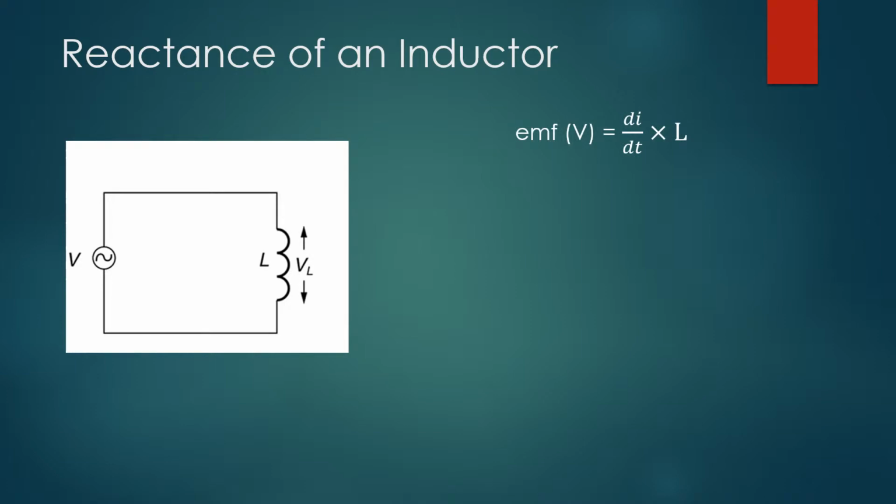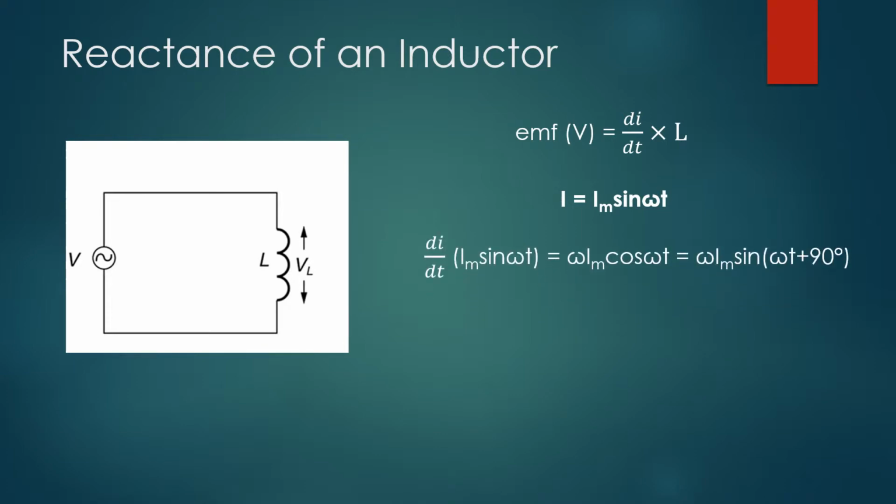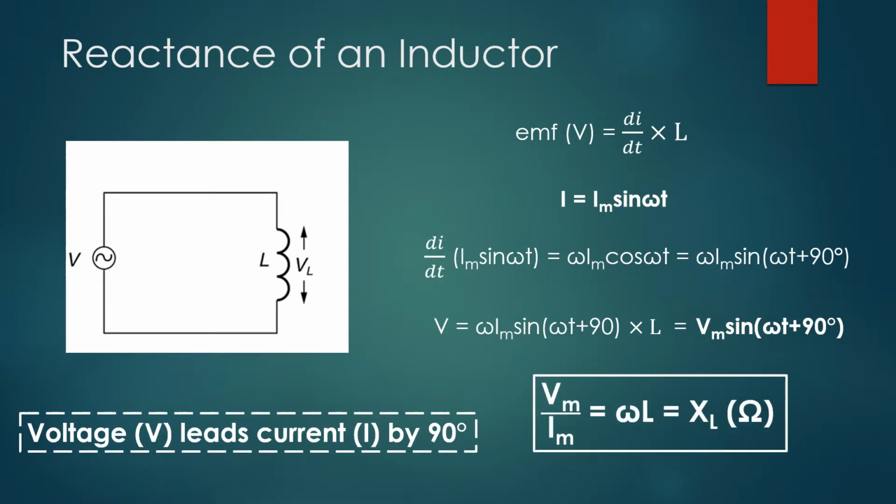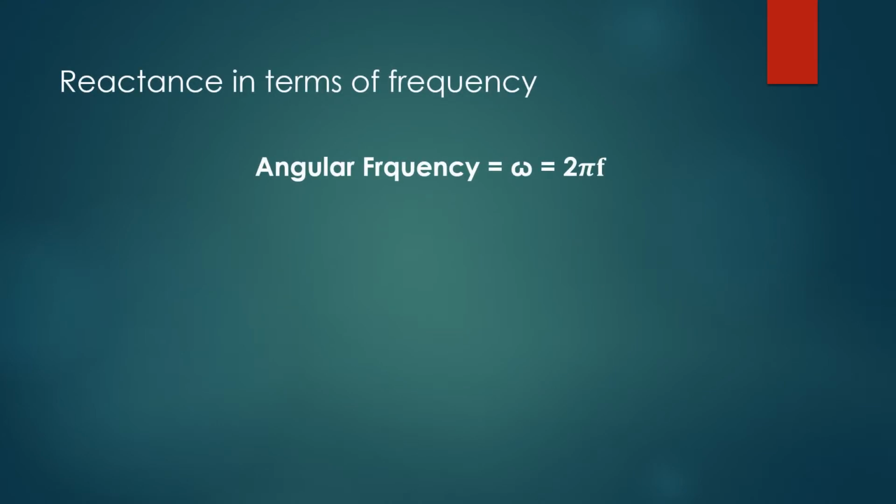Let's look at the reactance of an inductor. Induced voltage V is given by the derivative of the current times the inductance. Sinusoidal current and the derivative of the current multiplied by the inductance gives you the sinusoidal voltage, which clearly shows the voltage is leading the current by 90 degrees. Hence, the ratio between voltage and current is given by omega L, which is the reactance of an inductor measured in ohms. Angular frequency omega is given by 2 pi times frequency.